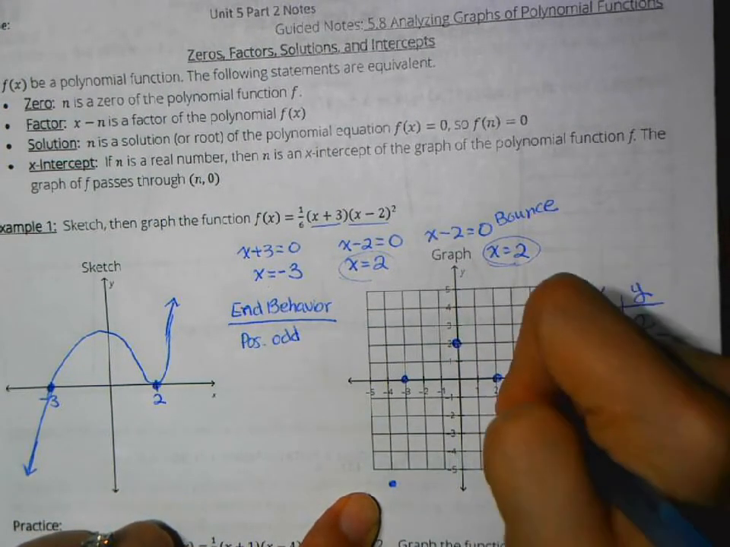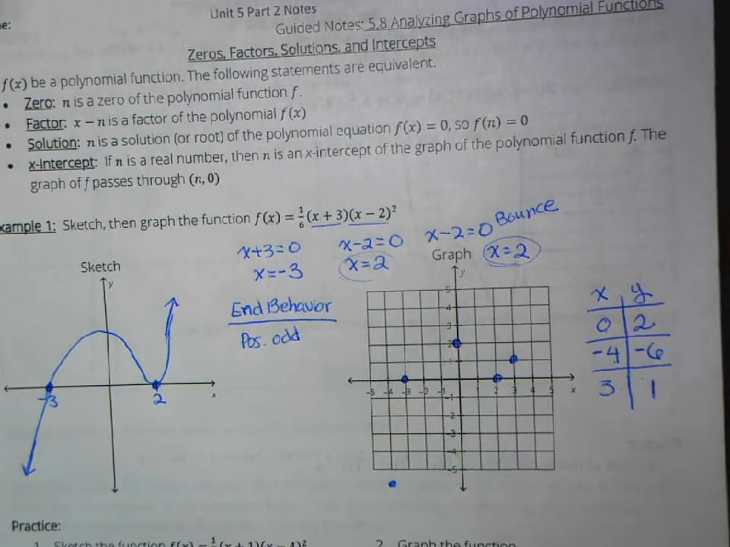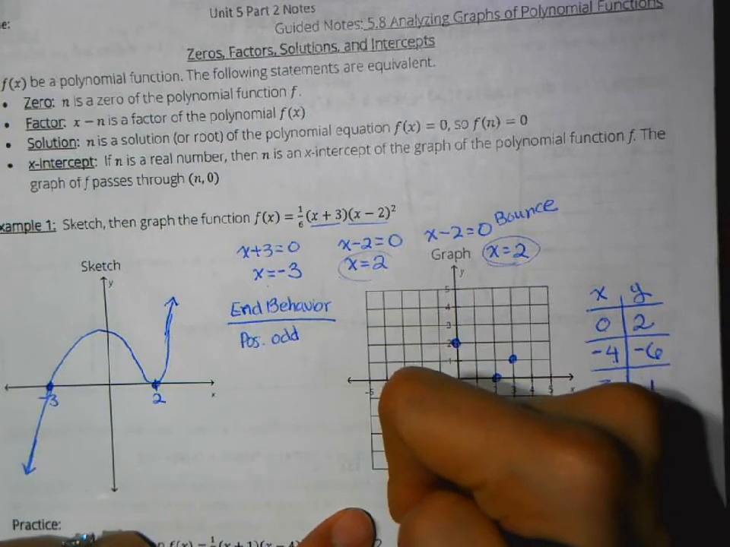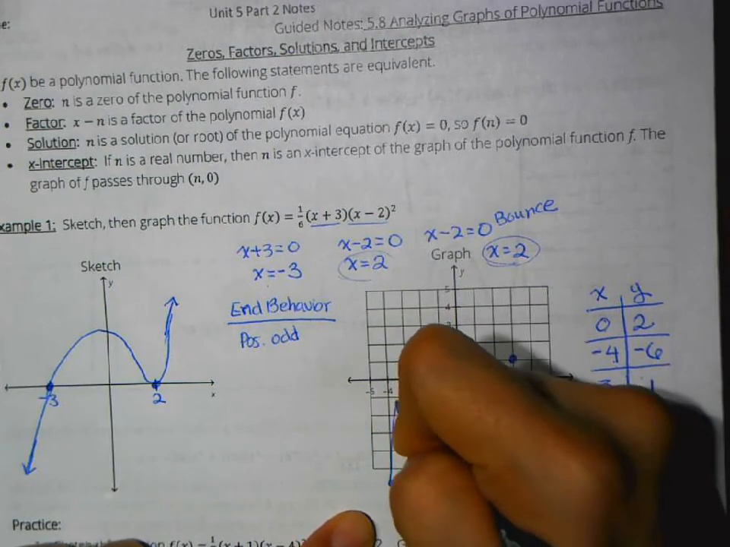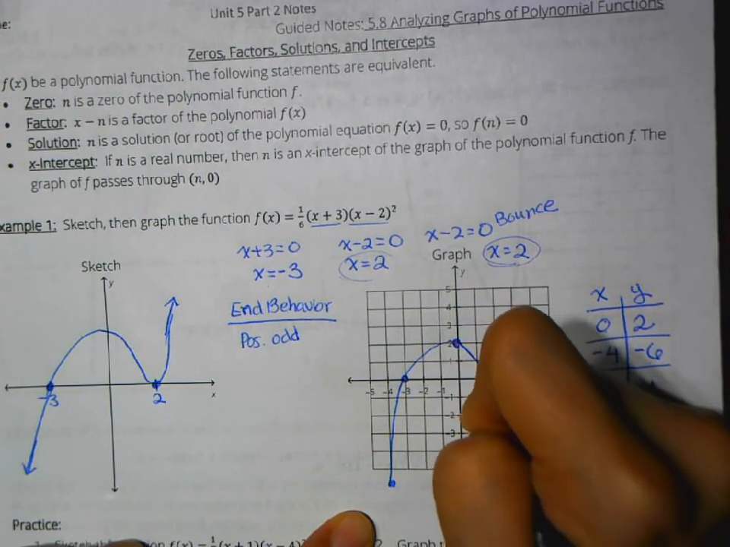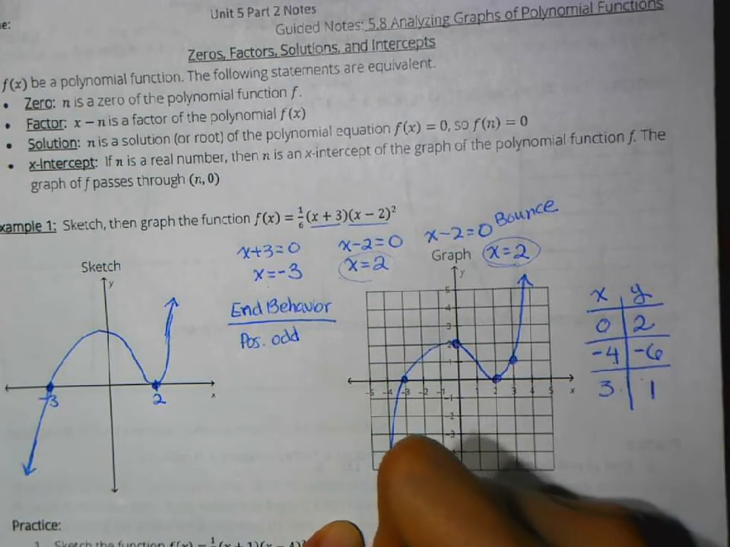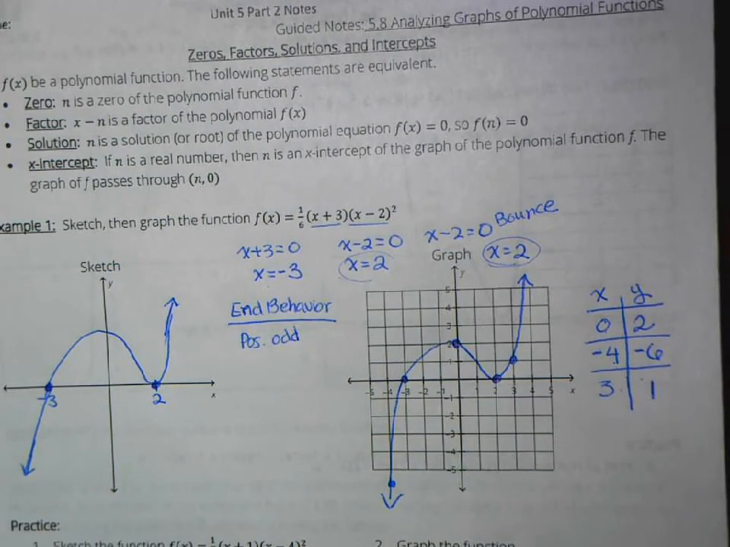And 3, 1. So now, using the shape of my graph, I can draw the actual graph. It goes in, comes out, curves, right back in. That's my graph. It's a little bit more accurate because I gave it a little bit more points.